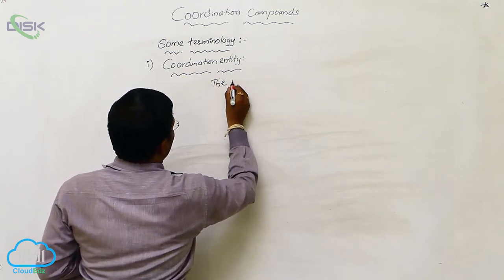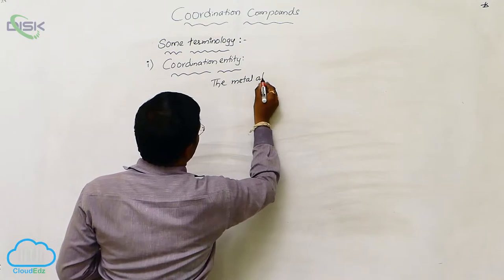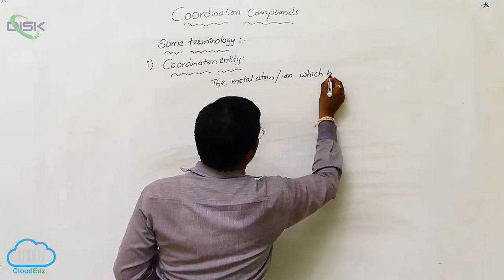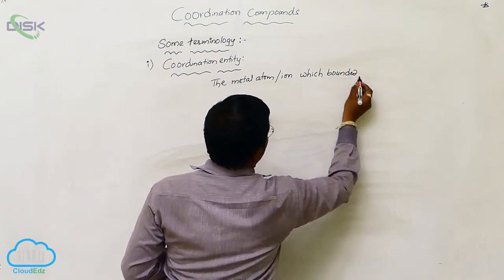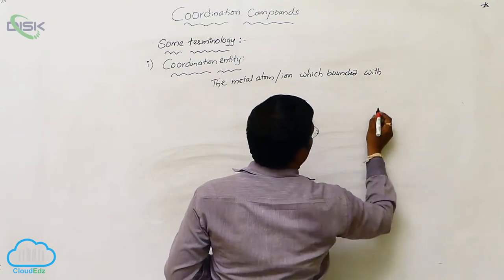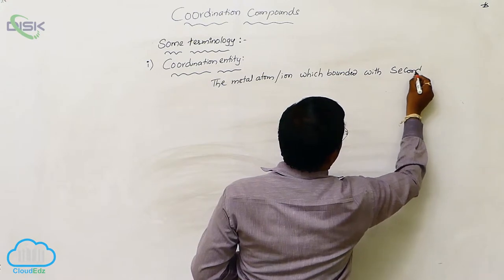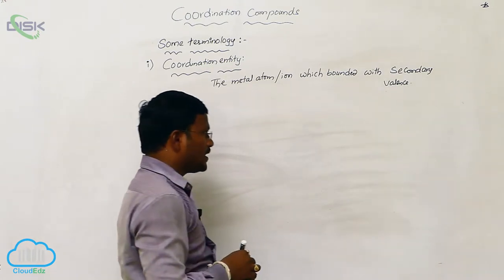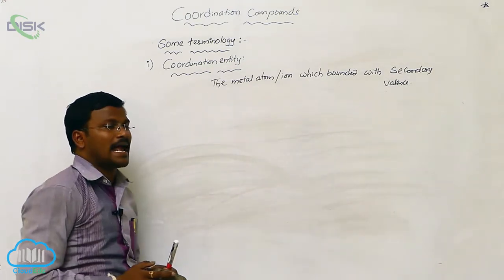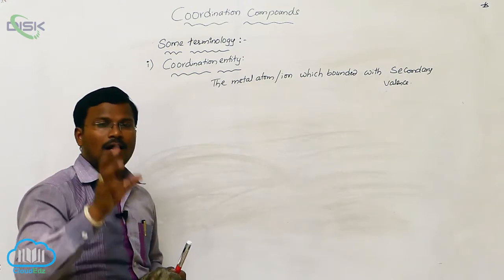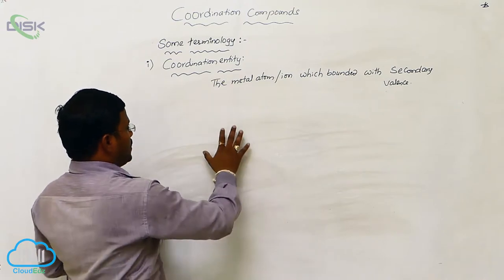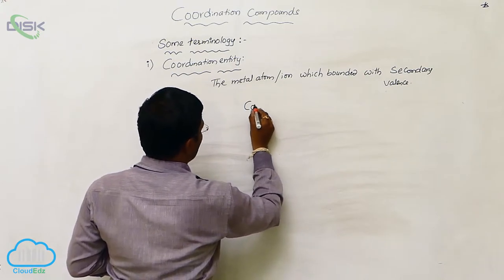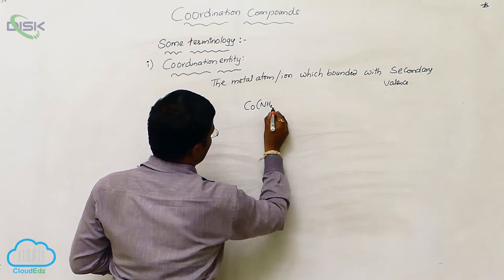It is nothing but the metal atom or ion which is bound with secondary valence. So once again, secondary valence of any metal atom or ion is satisfied by either neutral species or negative species. Hence, combinedly, for example, I would like to consider CoNH3 taken 6.